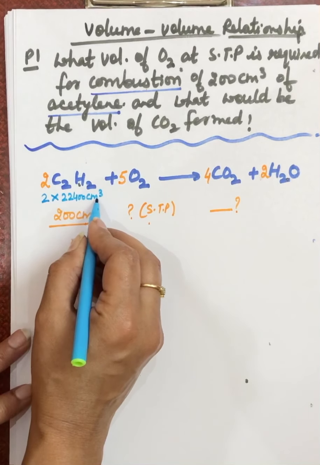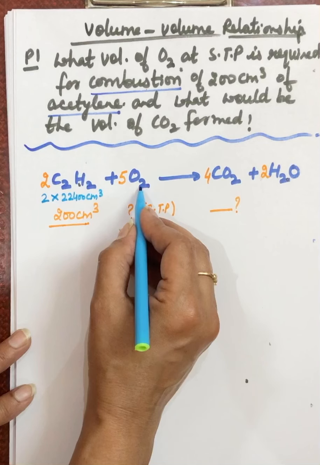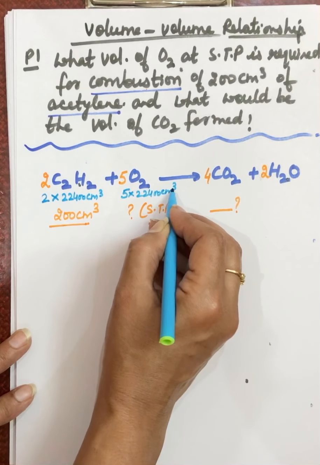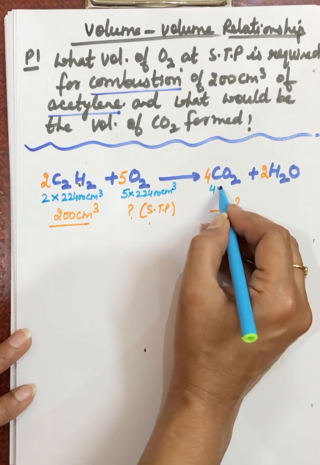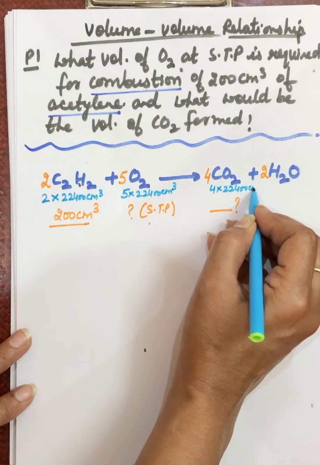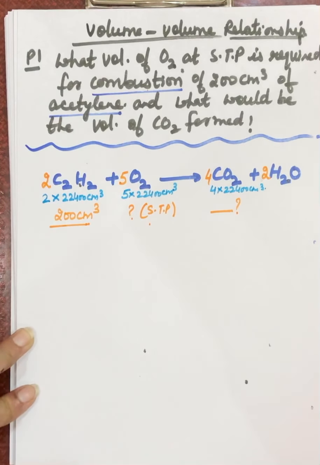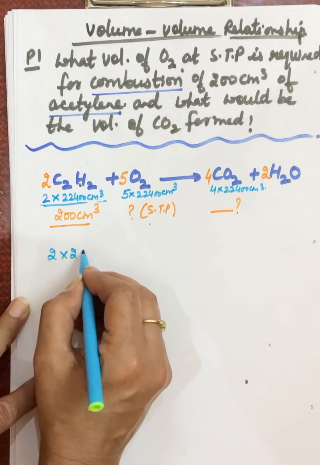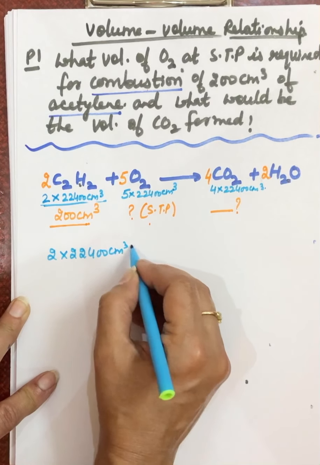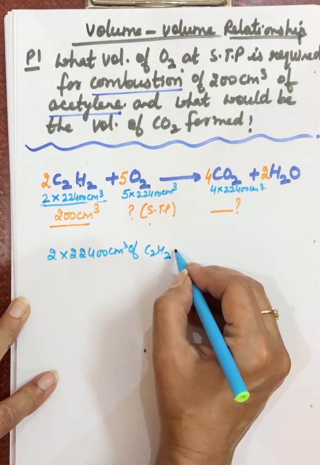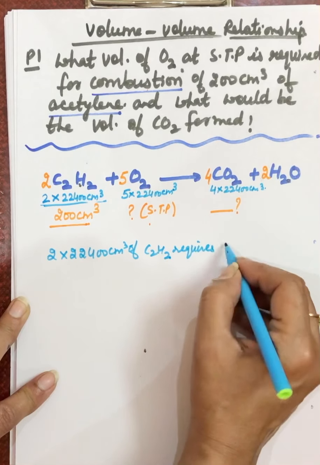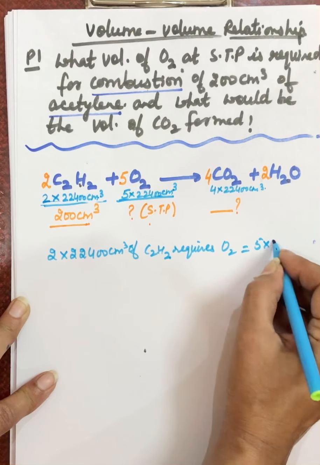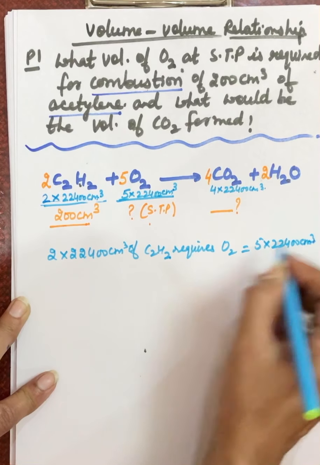For this much amount of acetylene, how much volume of oxygen is required? 5 into 22400 centimeter cube. And how much volume of CO2 will form? 4 into 22400 centimeter cube. All these are under the STP conditions. So now come to the question. If we take 2 into 22400 centimeter cube of acetylene, it requires oxygen, how much? 5 into 22400 centimeter cube at STP.